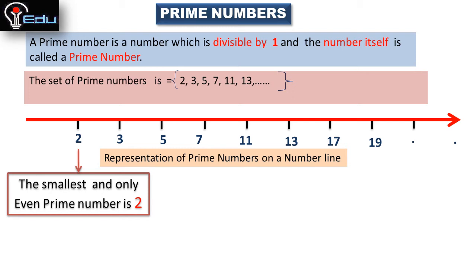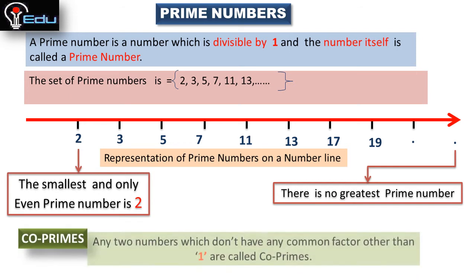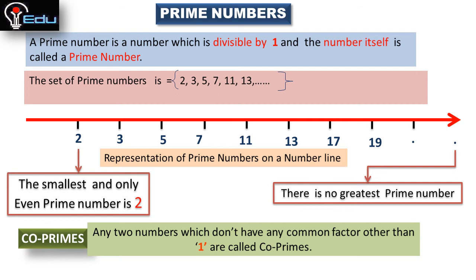The smallest and only even prime number is 2, and there is no greatest prime number. Next is co-primes. Co-primes means any two numbers which don't have any common factor other than 1 are called co-primes.